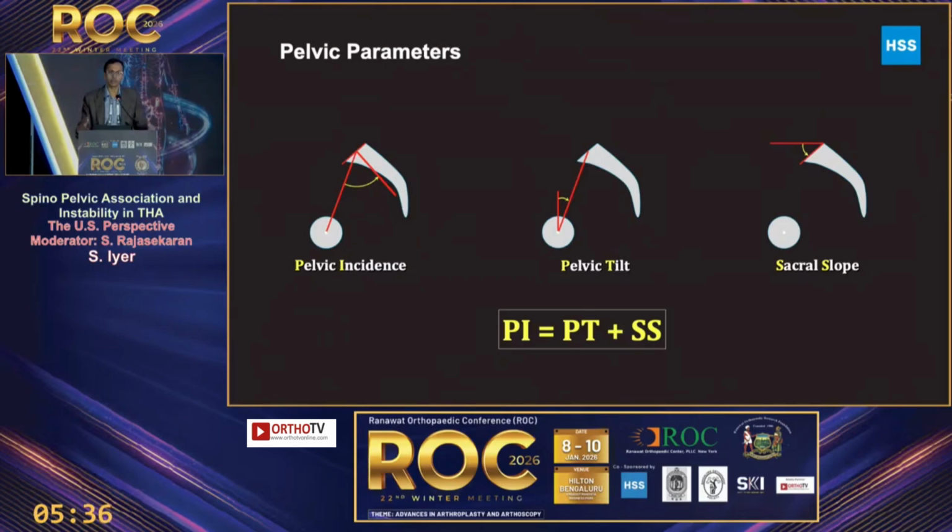And I think we're going to talk about the pelvic parameters, and these are the ones that are most commonly utilized in spine surgery. And my goal, hopefully, through this talk is to make these a little bit more intuitive, because they can be a little bit difficult to sort through. So 3 big ones you should know: pelvic incidence, pelvic tilt, and sacral slope.